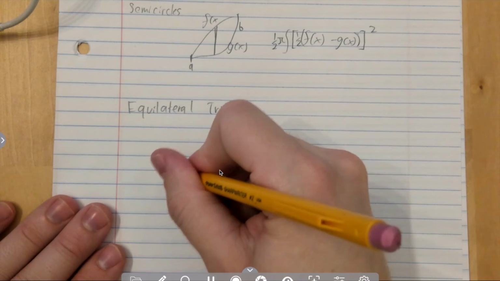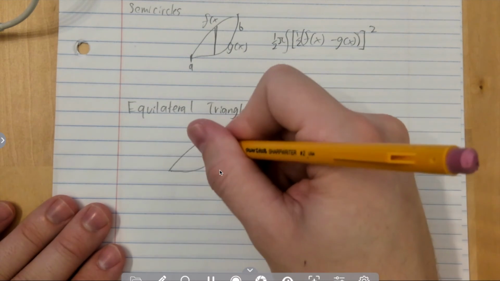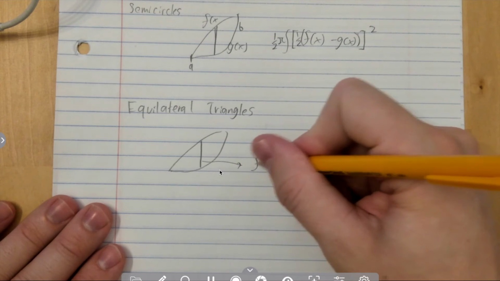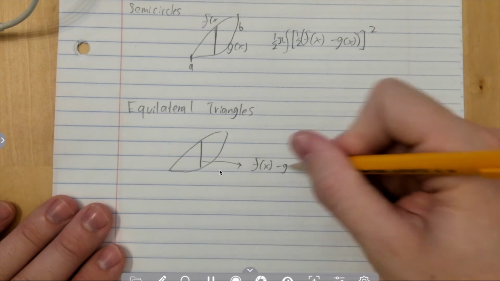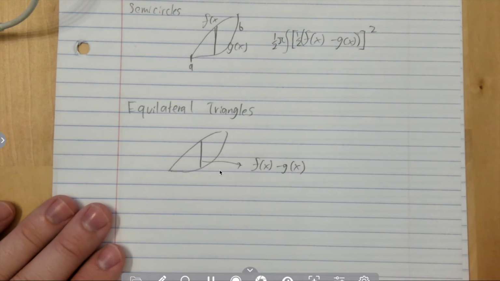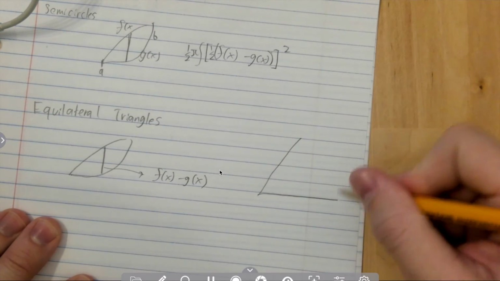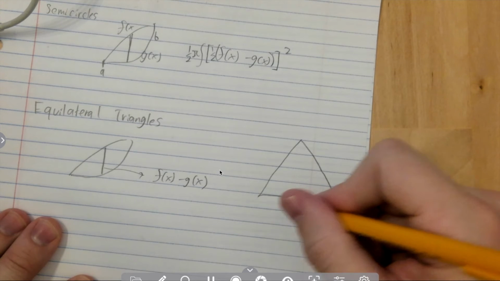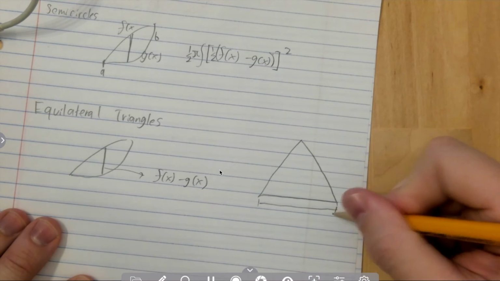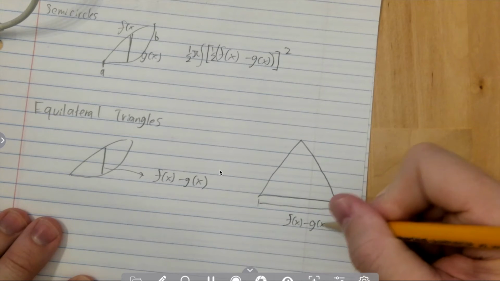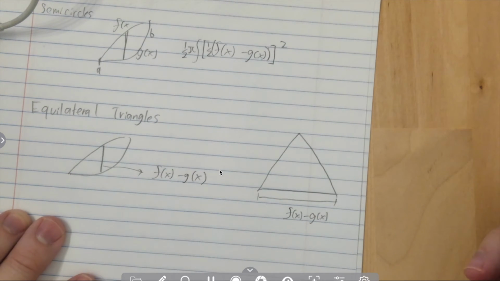For equilateral triangles, again, we've got our f and we've got our g. So this sliver is, again, f of x minus g of x. And let's also just draw a picture of an equilateral triangle, as best that I can do. So this down here, that's f of x minus g of x. Now this is going to take some work.